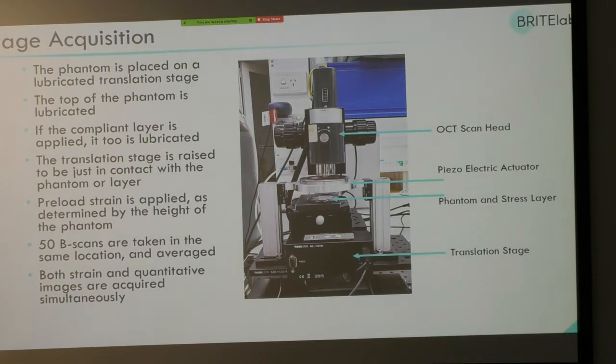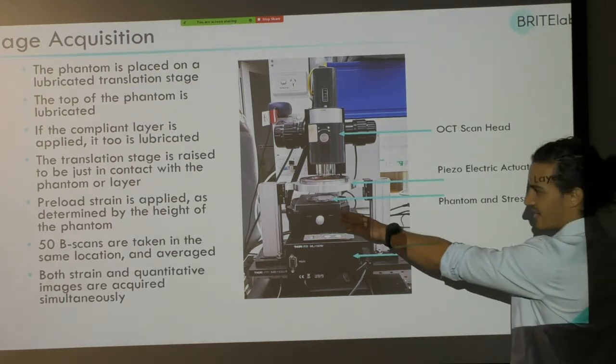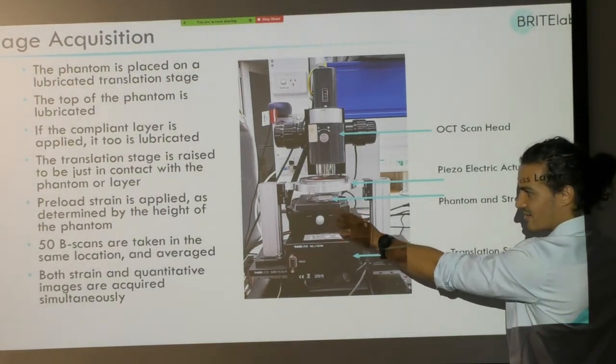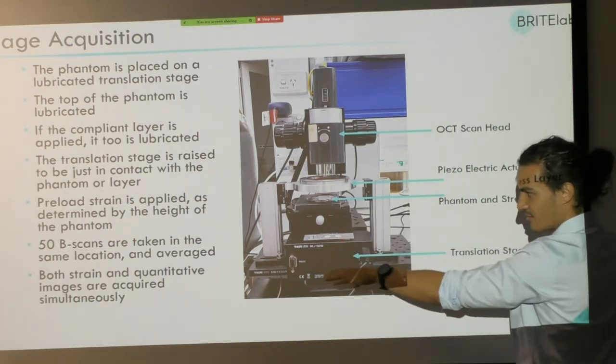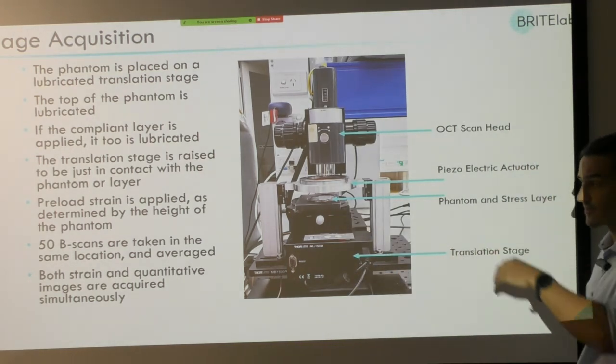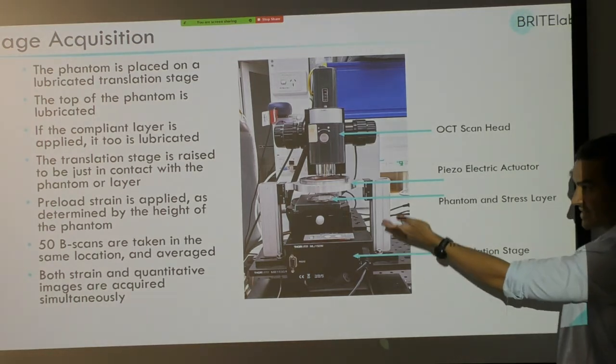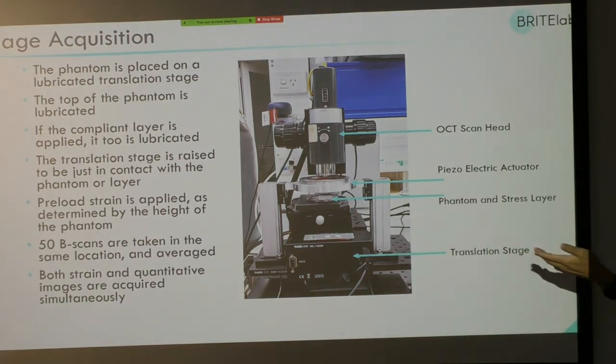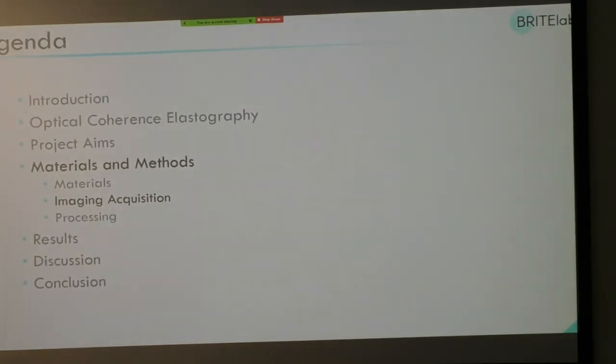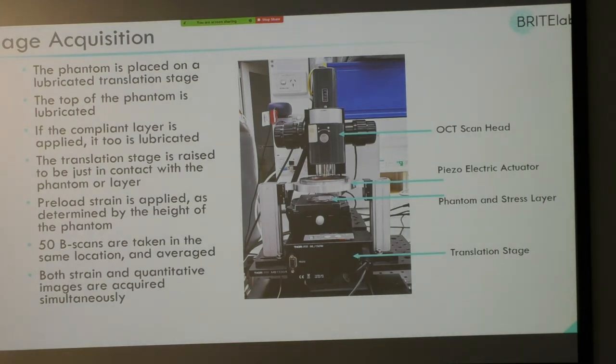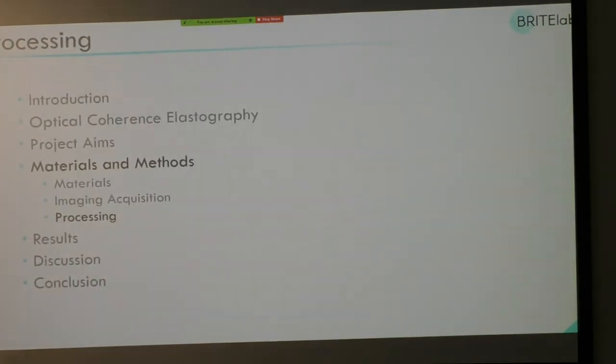This is the imaging system. On the base plate here, which was lubricated first, the phantom was placed, and then you can see the compliant layer put on top of it. There was lubrication between every interface. The translation stage gets raised so that the phantom or the compliant layer is just in contact with the imaging window, and then the preloads of 10 to 60% are applied. 50 B-scans were taken of each phantom and then averaged. All of the strain and quantitative images are measured at the same time.